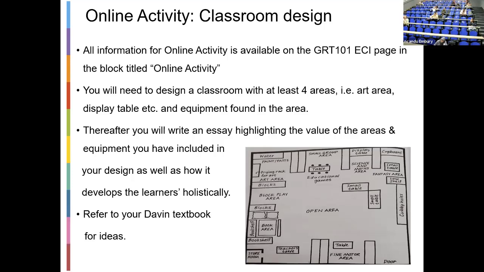On ECI, you will see a rubric for this activity. 10 marks are allocated to the design and 20 marks are allocated to the discussion. So you need to make sure your discussion is quite in depth in each area. You'll have to research what are the benefits of having this equipment and this area in the classroom. Okay, very important. You have to submit it as one document. So your design and your discussion of your design must be submitted as one document.